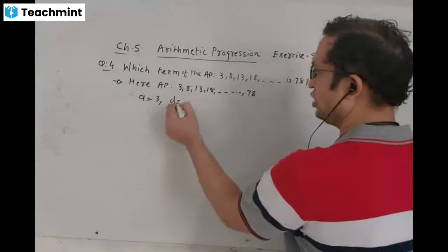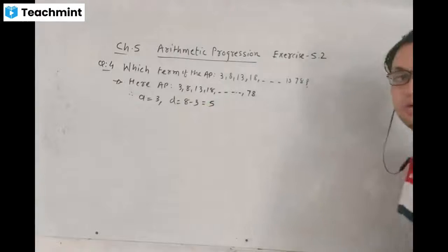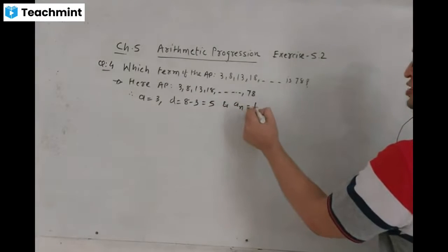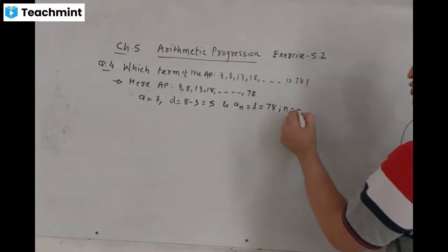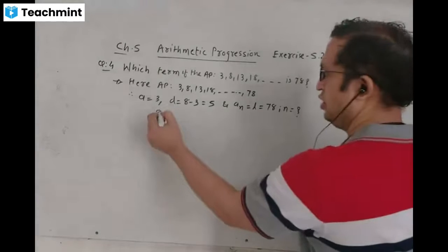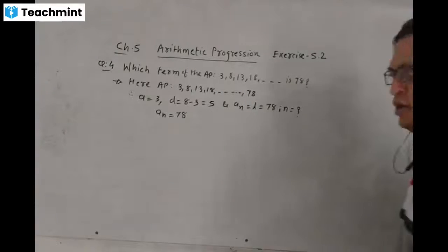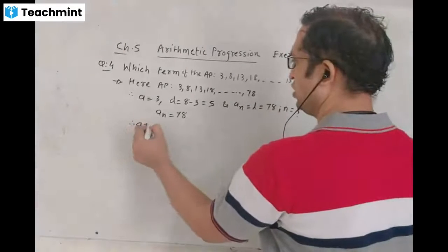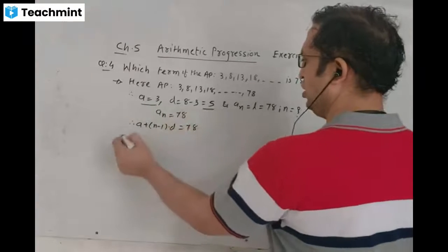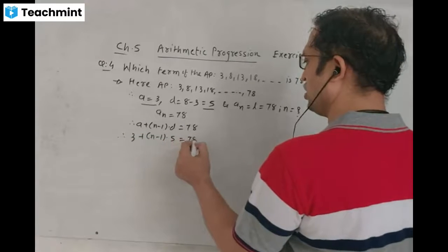What is D? D is equal to second term minus first term, that is 8 minus 3, that is equal to 5. And last term AN, otherwise L, that is equal to 78. Then we find the value of N, number of terms. Here AN is equal to 78 is already given in the question. What is the formula of AN? A plus N minus 1 into D, that is equal to 78. Put this value A and D in this formula. A is equal to 3, D is equal to 5, that is 78.